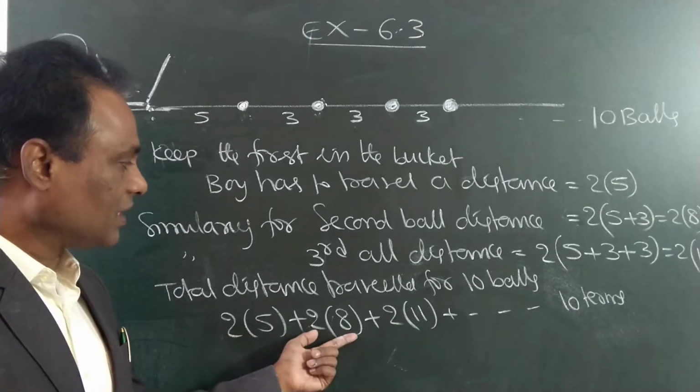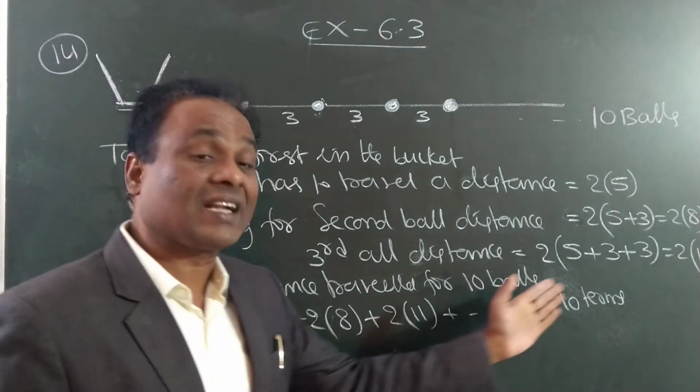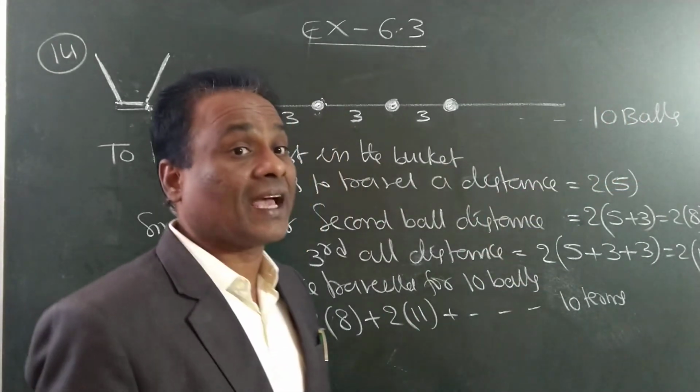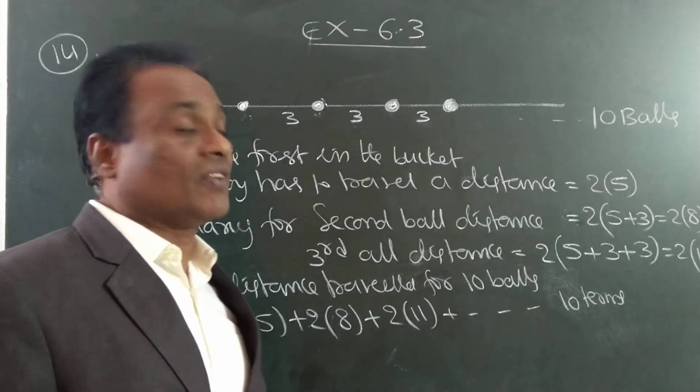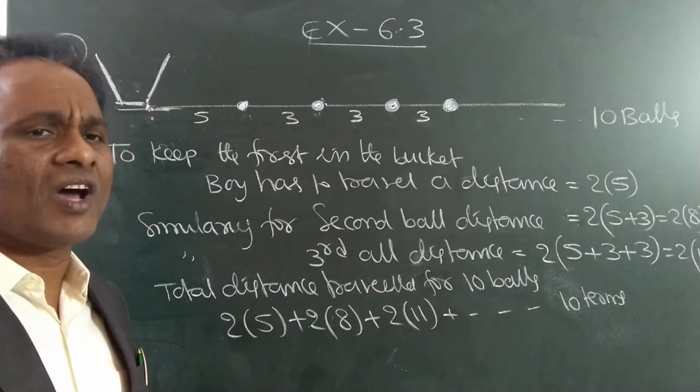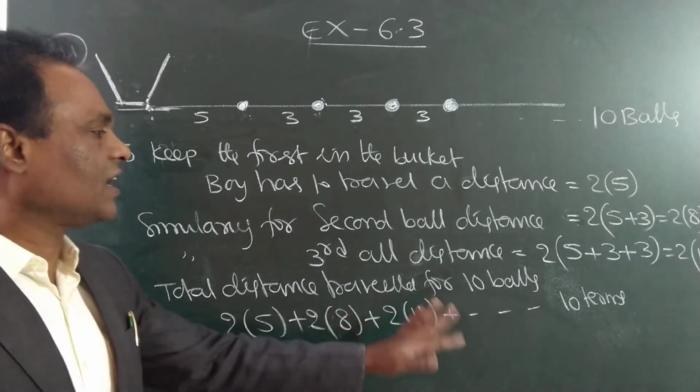Second time 16 meters, third time 22 meters, like that 10 times he did, because there are 10 balls, no? 10 balls, so 10 times. How much distance will the boy travel? That means we have to add all these distances. Sum of n terms in AP formula I will apply. First you understand up to here.